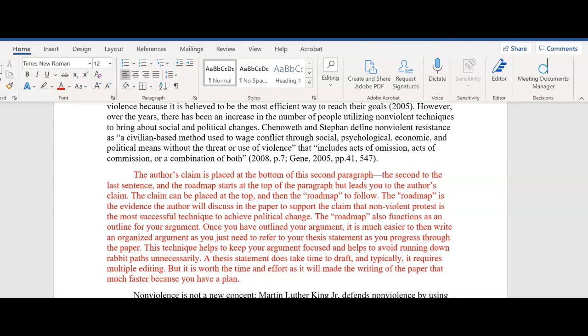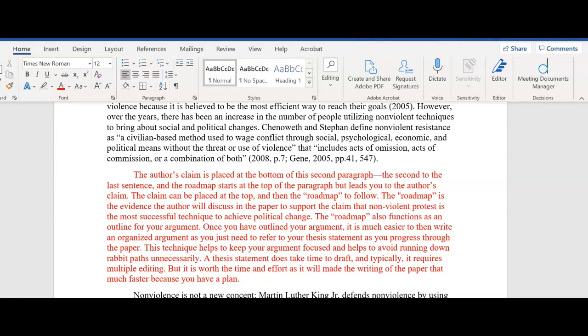Once you've outlined your argument, it's much easier to then write an organized argument, as you just need to refer to your thesis statement as you progress through the paper. This technique helps to keep your argument focused and helps to avoid running down rabbit paths unnecessarily. A thesis statement does take time to draft, and typically it requires multiple edits. But it's well worth the time and effort, as it will make the writing of the paper much faster because you have a plan.